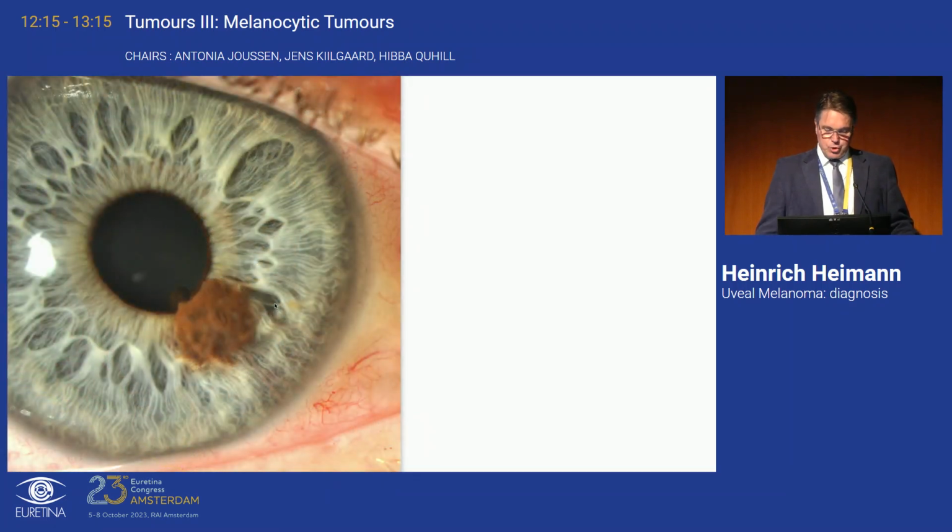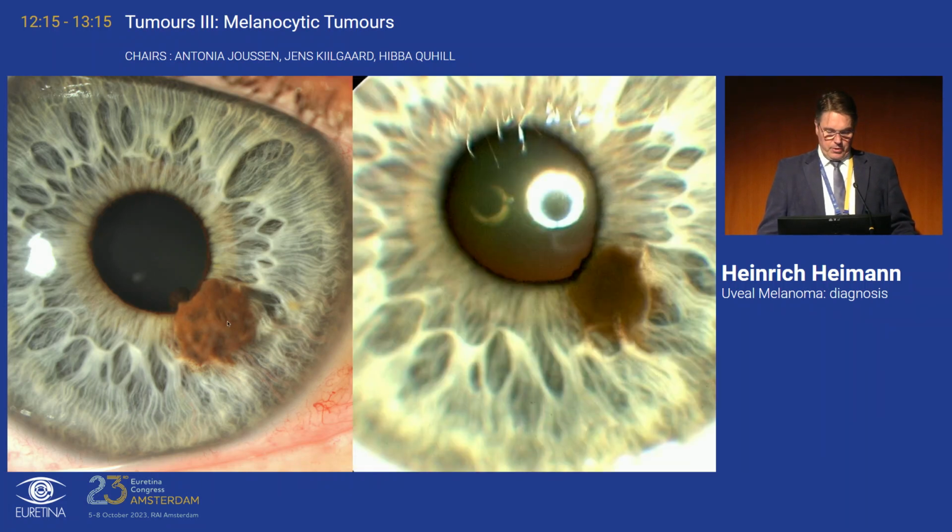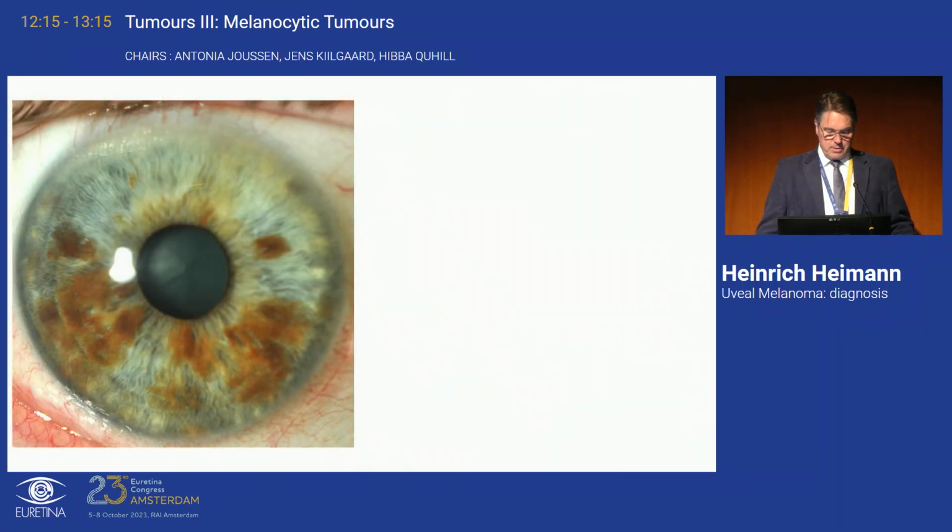And if you're not sure, try to make pictures, and if you get old pictures, you can see this lesion before and now it's growing. They can grow very slowly, sometimes over 30 or 40 years. So get old pictures and you know it's an iris melanoma and not a nevus.